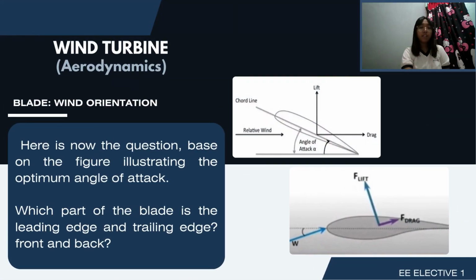So for the blade wind orientation, here is now the question. Based on the figure illustrating the optimum angle of attack, which part of the blade is the leading edge and trailing edge, front and back? So ano nga ba? So for the wind orientation, when we say angle of attack, ito yung nagsasabi kung gaano nakatilt yung blade sa direction ng wind para ma-maximize nito yung rotation ng blade.